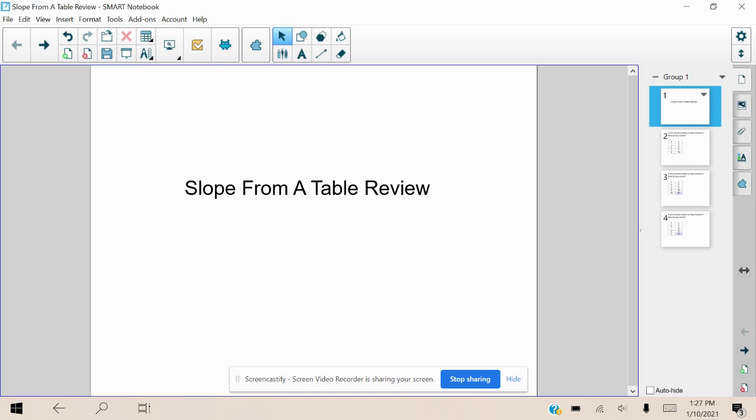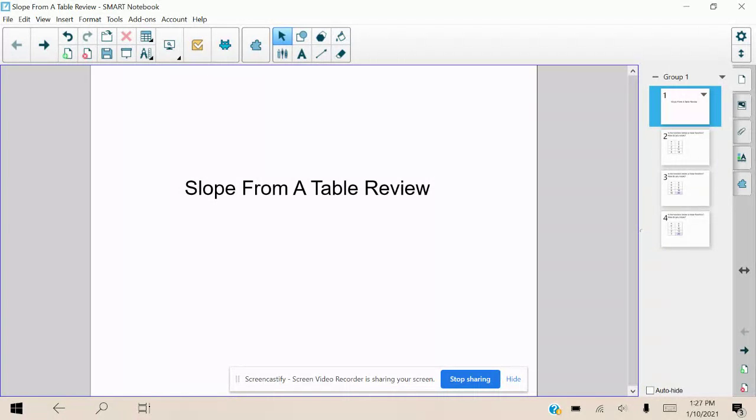Today we are going to be talking about how to determine whether or not a set table of points is linear or nonlinear, aka how do we find the slope from a table. That is what we're going to be doing today. We're going to be reviewing how to find the slope from a table, and we're going to take it one step further to determine whether or not it is linear or not linear.